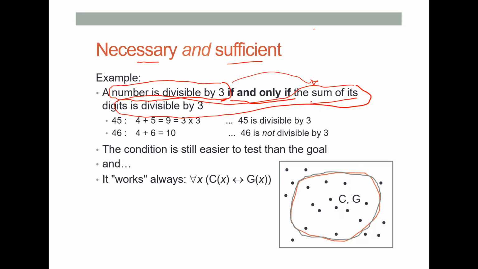So if a condition can be used as necessary and sufficient at the same time, this is the modeling for if and only if. For all x, if C of x, then G of x, and if G of x, then also C of x. This is a bidirectional implication, which means that C and G are identical sets.